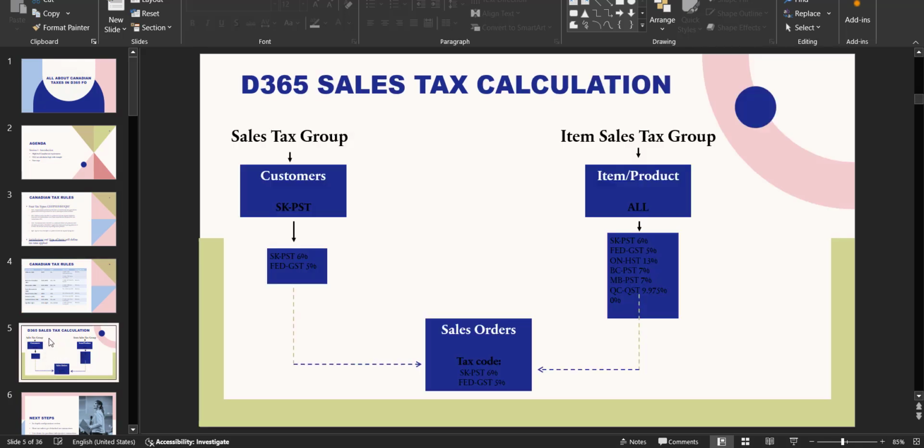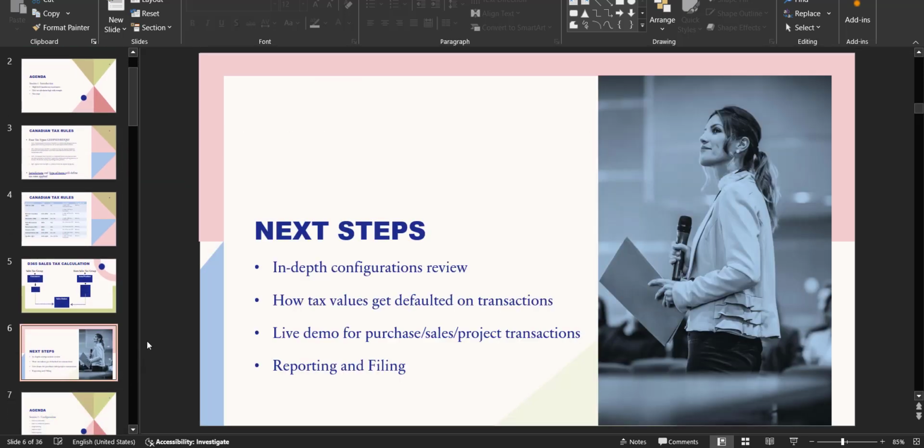Okay, so now we have talked about the logic of tax calculation for Canada. In the next episode, I want to give you an overall idea about what I'm going to talk about in future episodes, right? For the next one, I'm going to give you an in-depth configuration review. All the key configuration points, I'll do it live with you. Secondly, we want to review how tax values can get defaulted on transactions. So the tax group, where are we going to assign it on the master data side so it can flow into your transaction automatically.